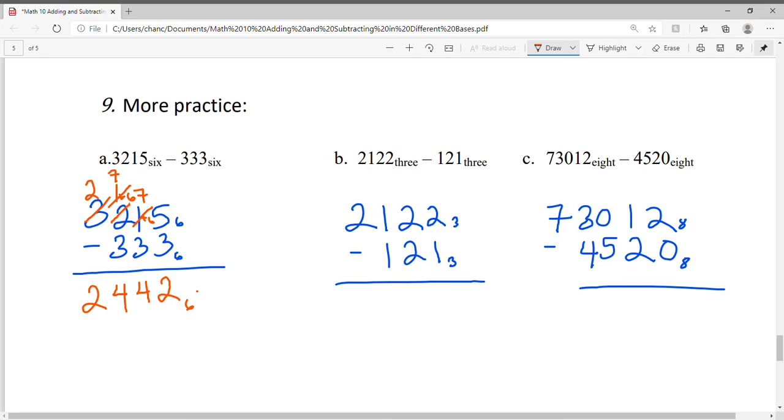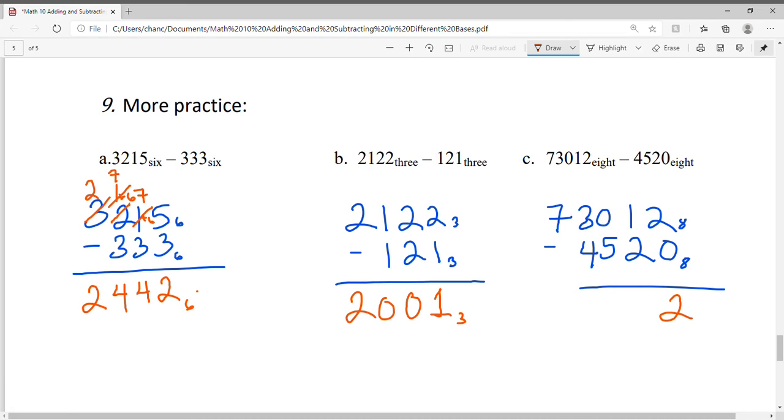For B, I have 1 subtracted from 2 is just a 1. 2 subtracted by 2 is 0. 1 subtracted by 1 is 0. So this is 2001 base 3. Part C is base 8. 2 minus 0 is 2.